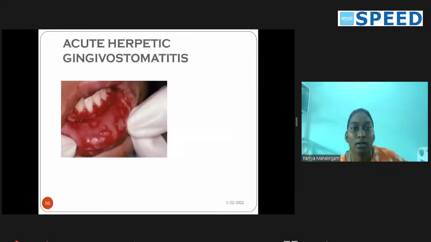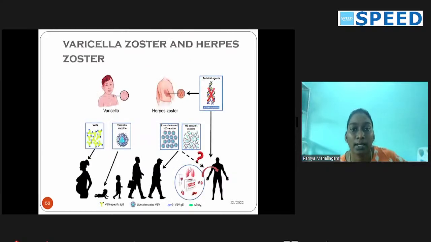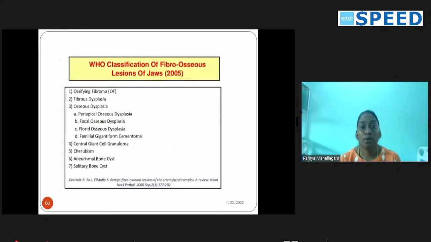Then we went on to the viral infections. So viral infections, I told about herpes and varicella zoster and other things. Even HIV manifestation is also important. Oral manifestations of HIV can also be asked as an important 1-mark question. Then we went on to bone.